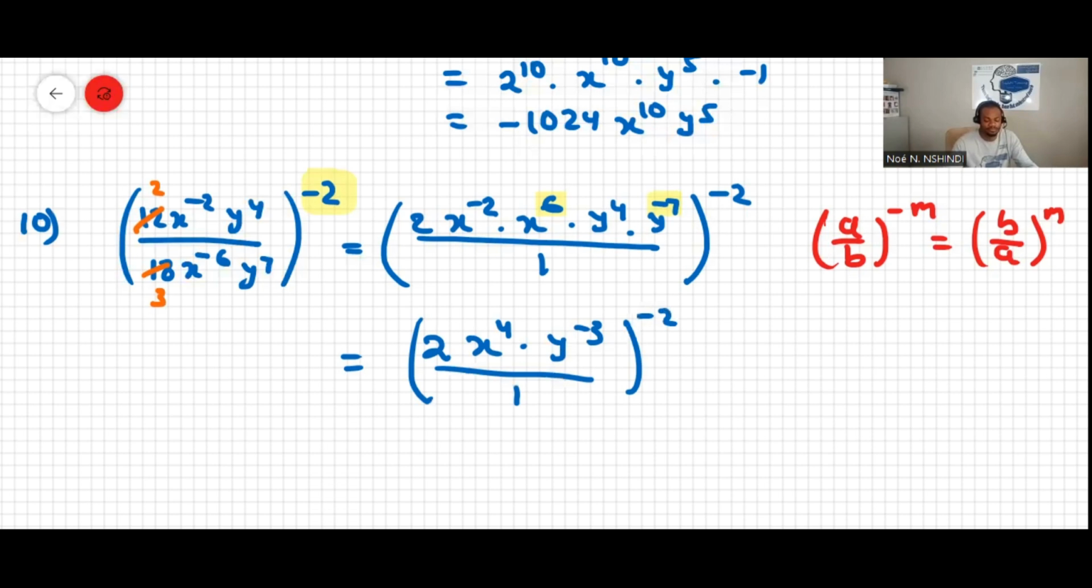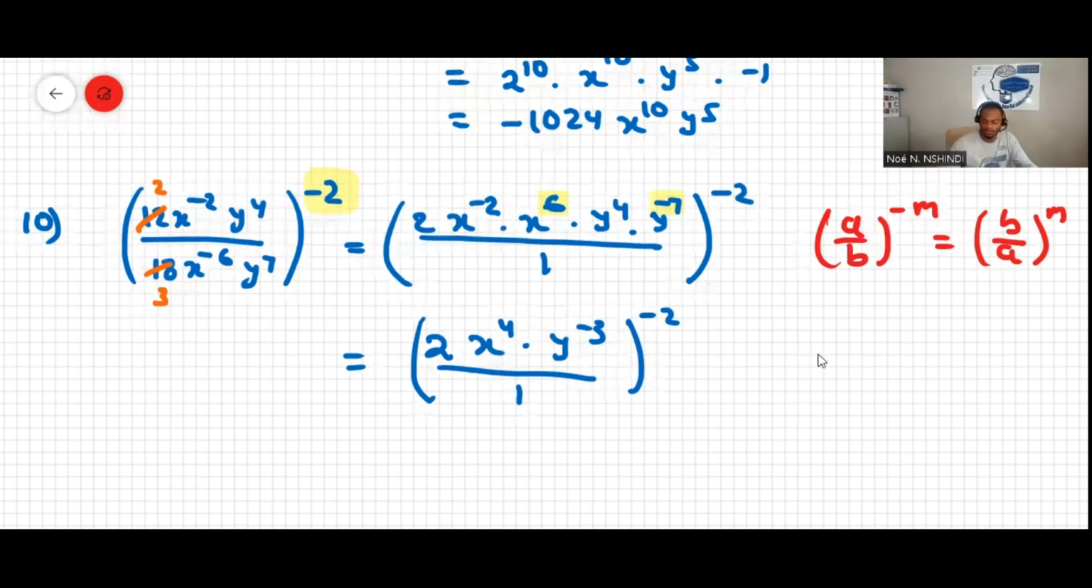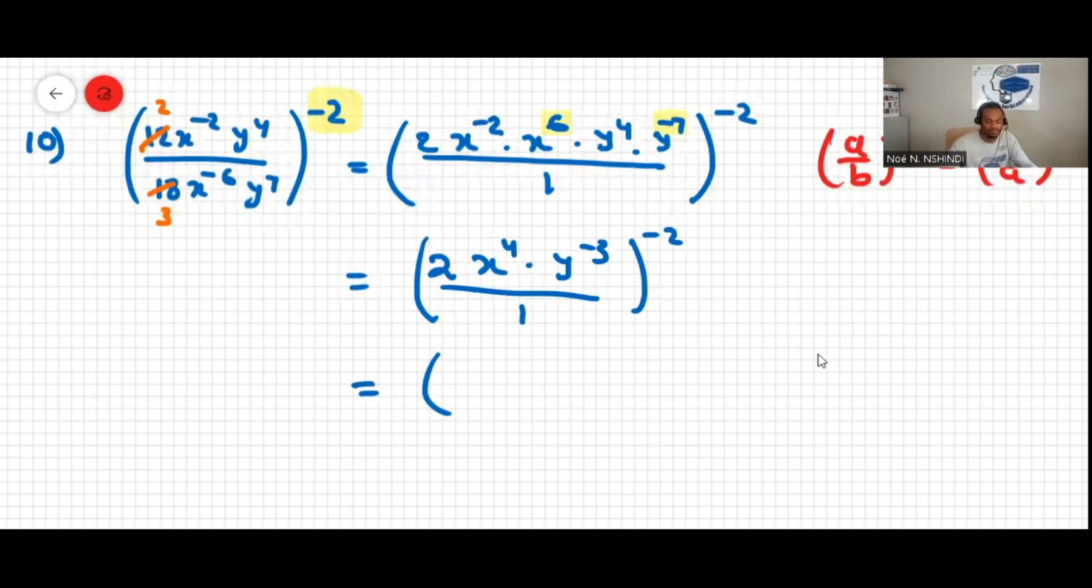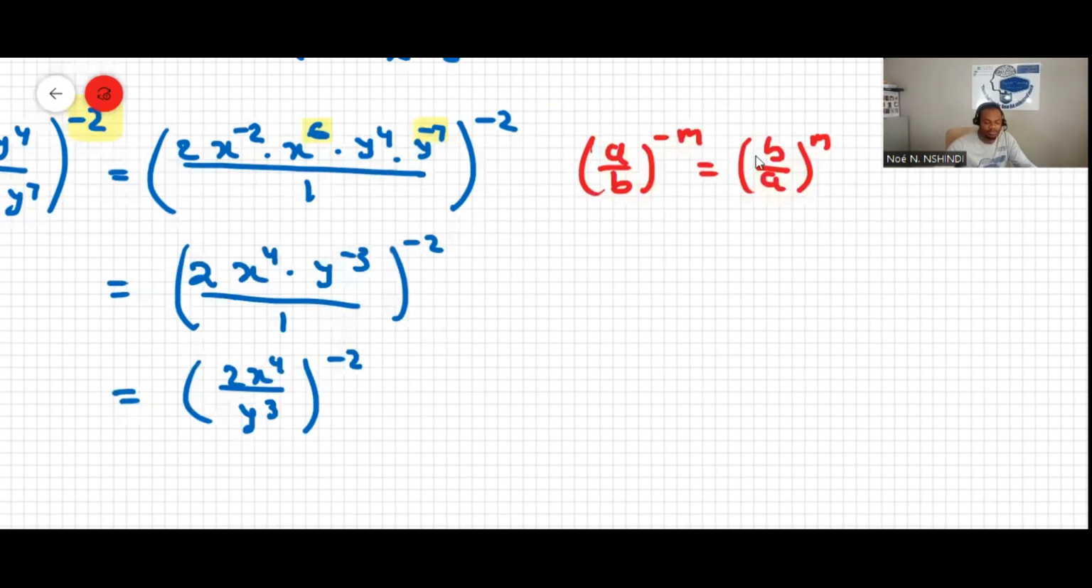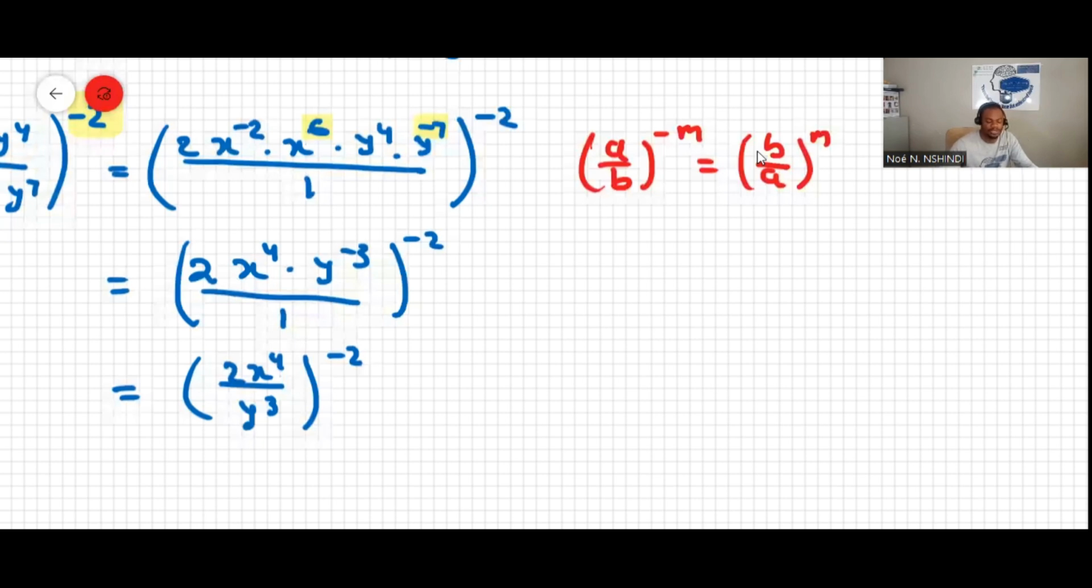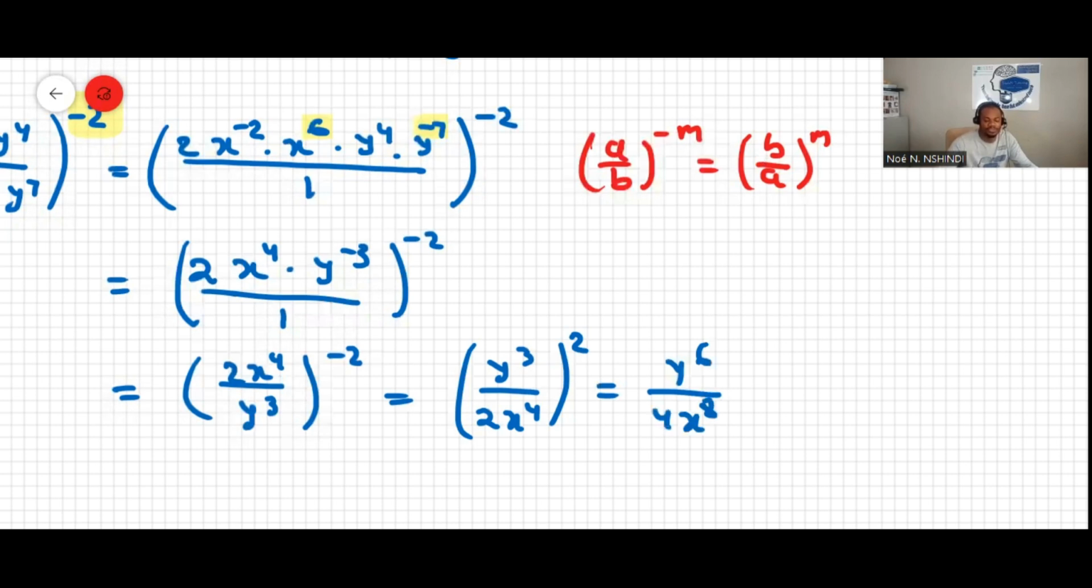Then I don't need a negative exponent, so I can move this back to the denominator. So this will be 2x to the 4 over y to the 3 raised to the negative exponent 2. This is when I can apply this property. Okay, this will be y to the 3 over 2x to the 4 raised to the power of 2. Then we can simplify this further. This will be y to the 6, and then 4x to the 8. Okay, that was question 10.